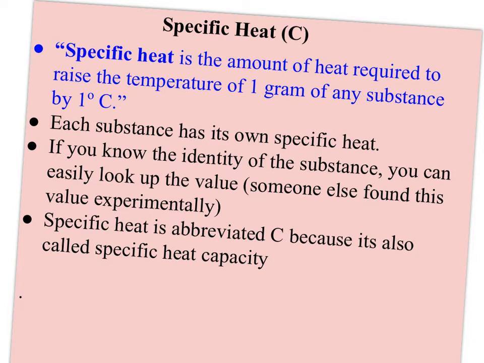And if you know the identity of the substance, you can probably look up the value quite easily because someone else has found it experimentally. Or you could go ahead and determine the value yourself experimentally, which we'll talk about later.